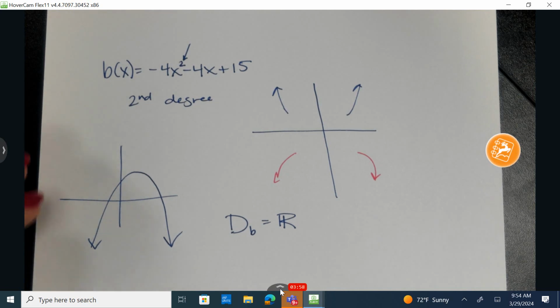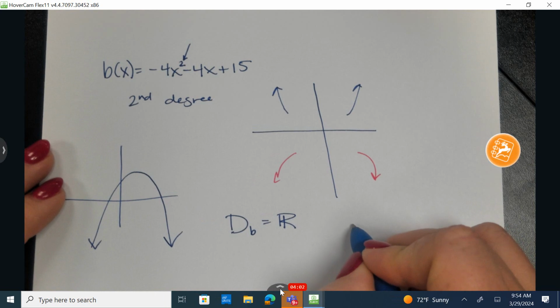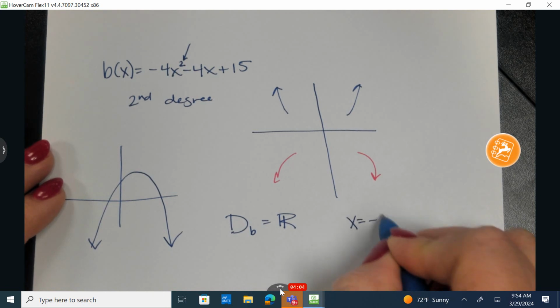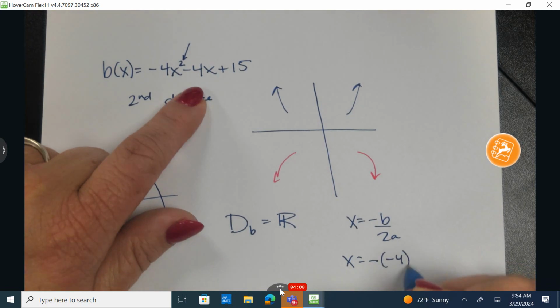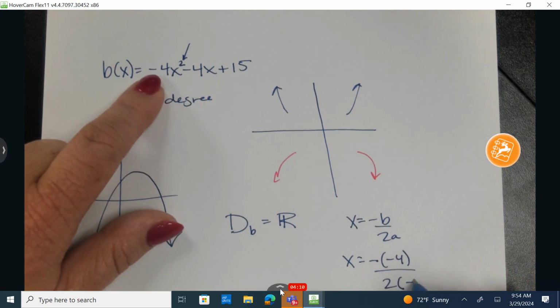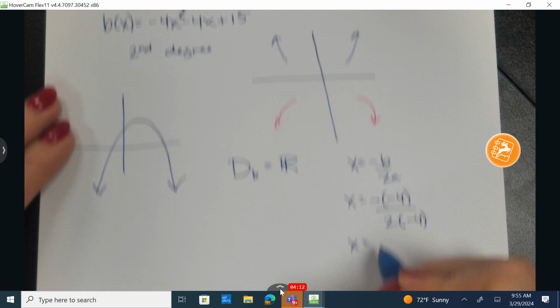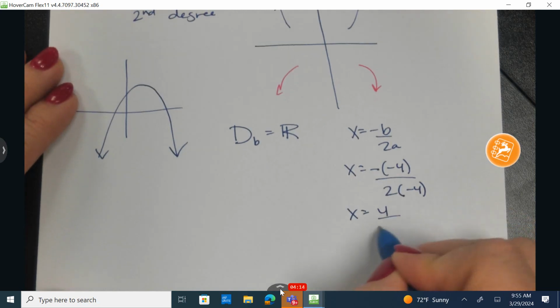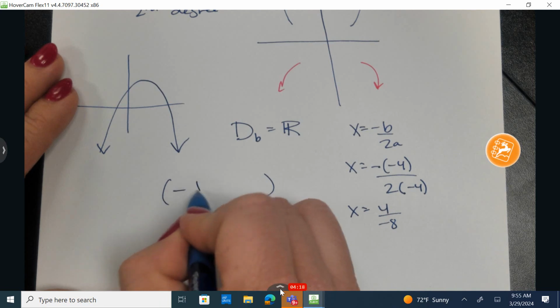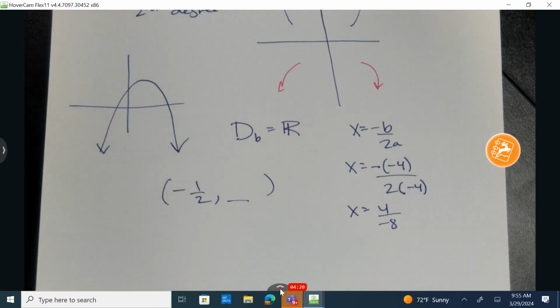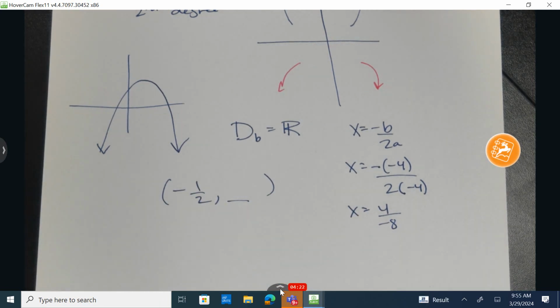And we don't have a calculator available for us. So how can I do this? Well, I know that I can find the vertex by using the equation -b over 2a. So x equals -4 over 2 times -4. X equals, 2 negatives make a positive, and so the x coordinate of the vertex is going to be -1/2. Now I need to figure out what the y coordinate of the vertex is.